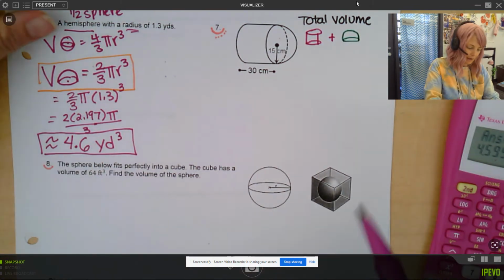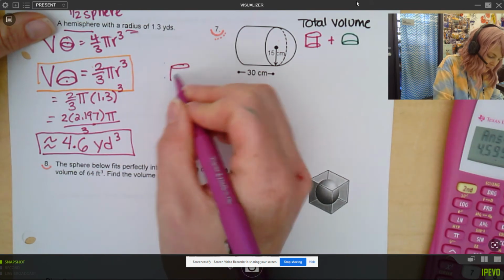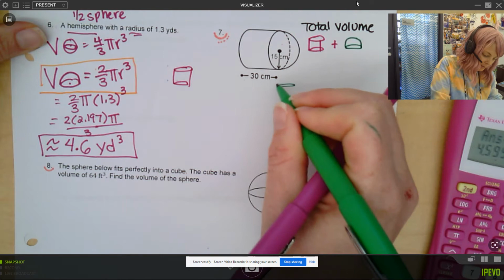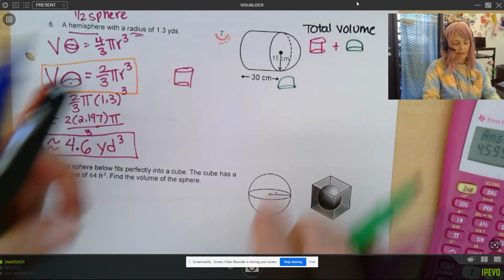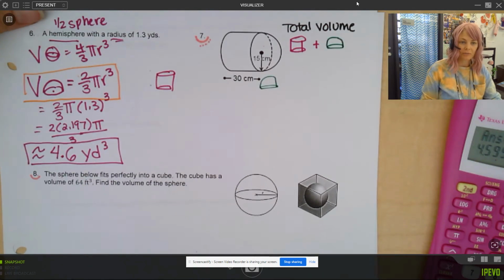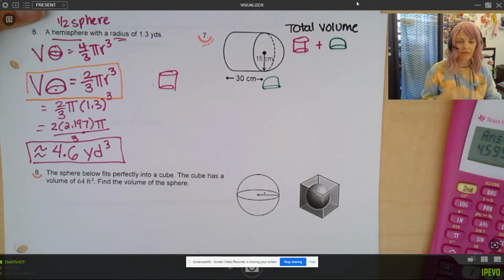So down here, I'm going to find the volume of the cylinder, and I'm going to find the volume of the hemisphere so I can add them together. I really like to leave my answers in terms of pi until the end, and that's going to give us the most accurate answer because you don't want to round until the end.